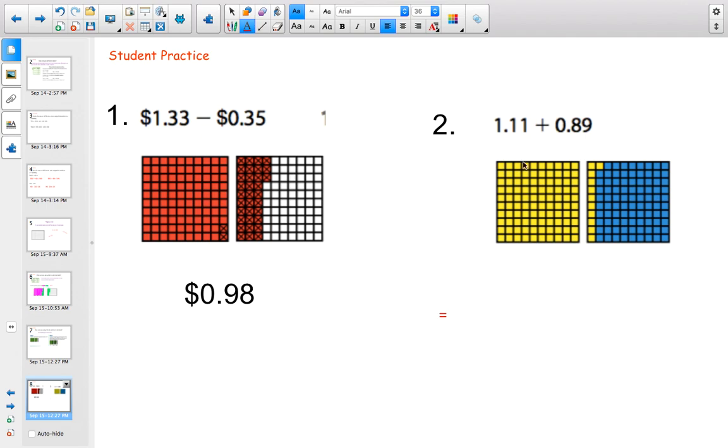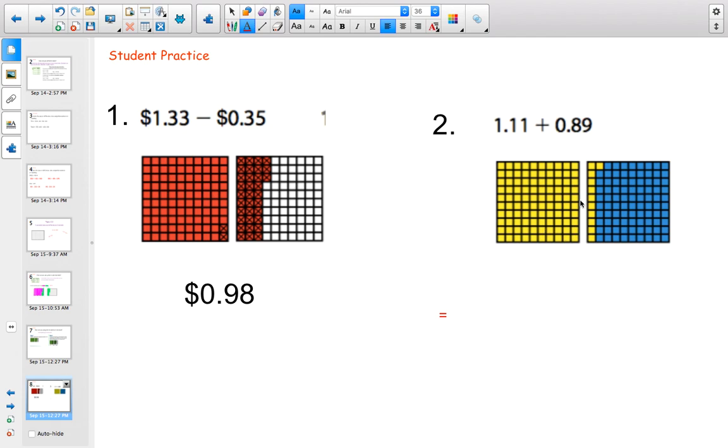Go ahead and try number 2, where it's an addition problem. Just like the very first problem we did, they colored in 1 11/100 in yellow and then 89/100 in blue. Go ahead and add these two together and let me know what you get. Click submit when you're ready.